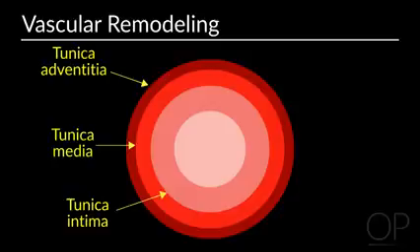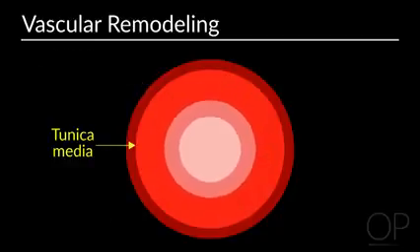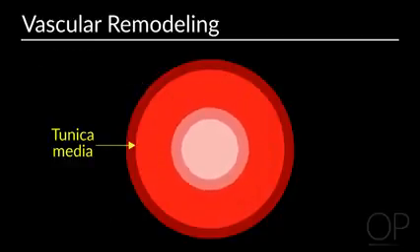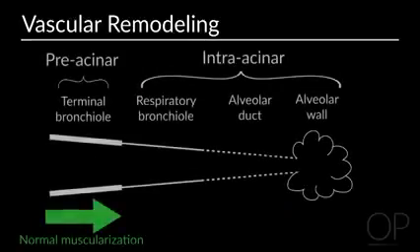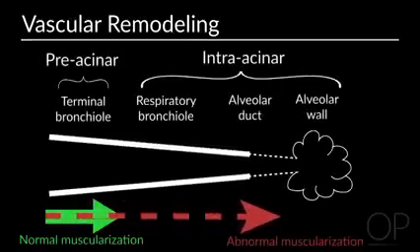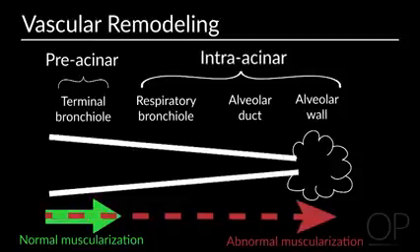All these conditions share a certain amount of vascular remodeling, with an increase in thickness of the medial layer of the pulmonary vessels and an extension of the muscularization at the intra-acinar level.